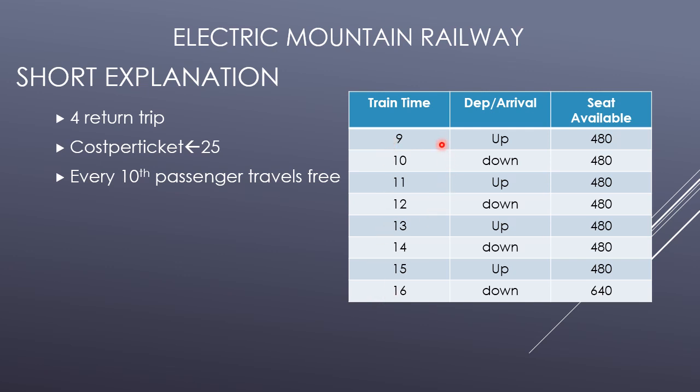At 9 o'clock it goes up and at 10 o'clock it comes down. So likewise there are 8 trips up and down. In each train there are 480 seats available except the last one. The last one has 2 extra coaches, so there are 640 seats available.